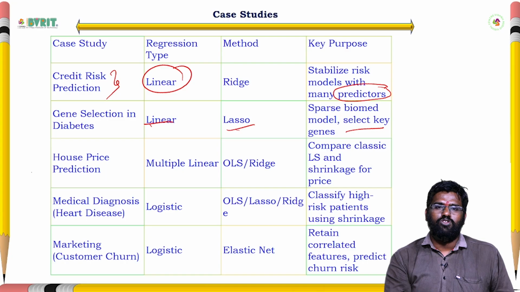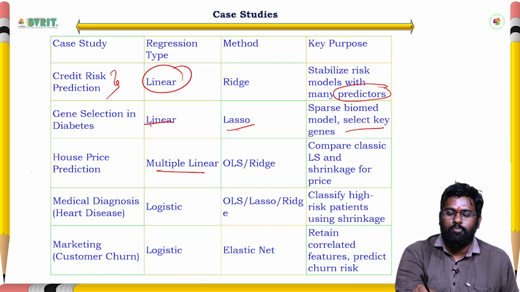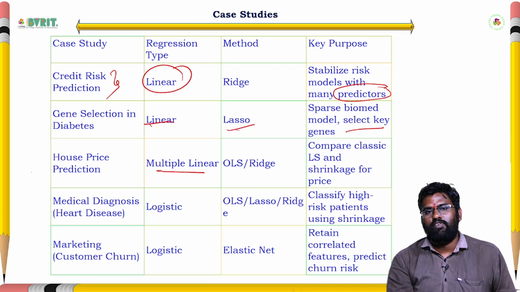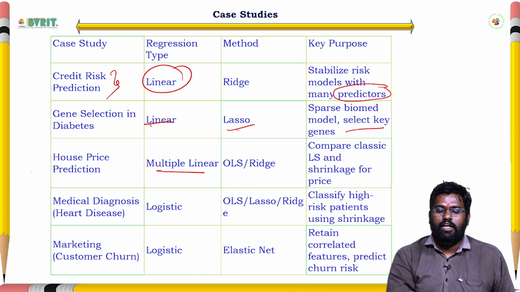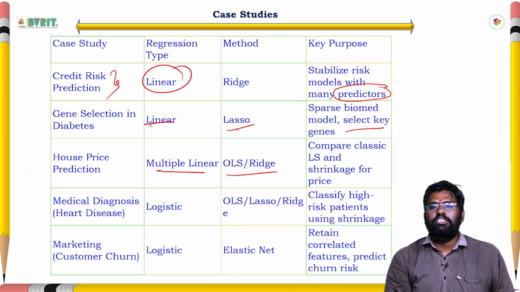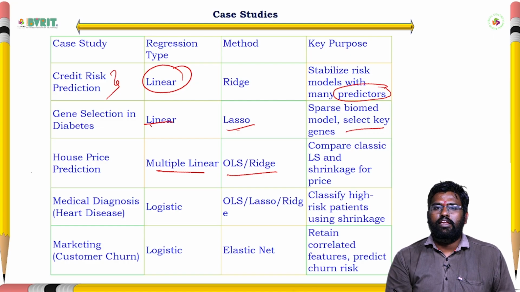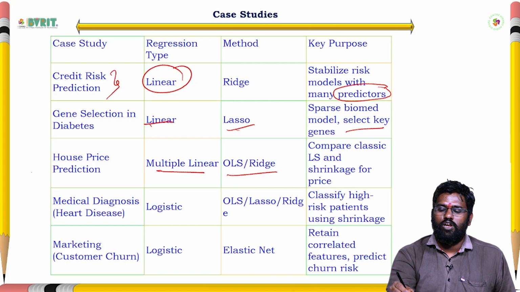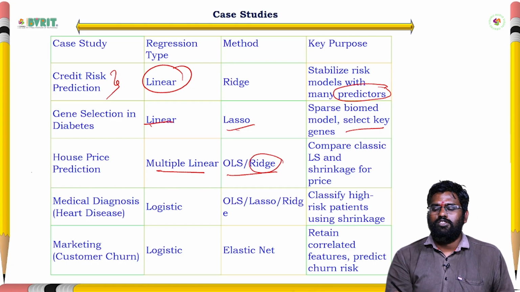Then house price prediction. House price prediction means the value will change based on the number of rooms or feet. That's why we are using multiple linear regression. More independent variables are there, based on the feet and on the rooms selection. Like that, we are showing the multiple linear regression. OLS means ordinary least squares method, and the ordinary least squares method is also used for simple and multiple linear regressions. So why we are using ridge: it is used to avoid some of the data point conditions.